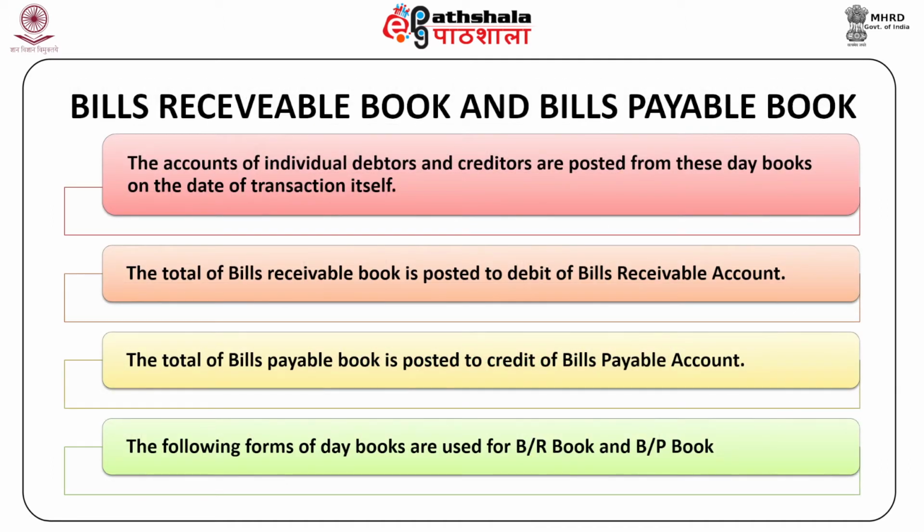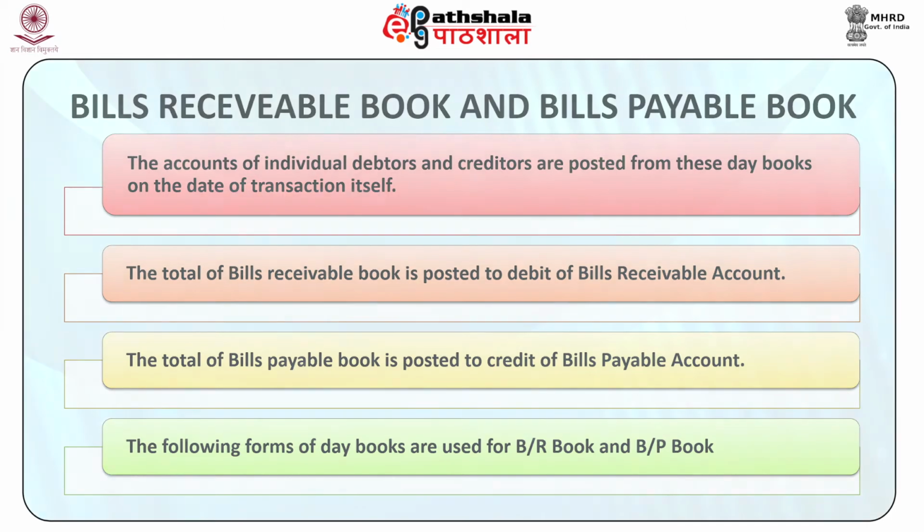These books are journals in which recording is made in chronological order, and these are the rules of posting. Number 1, the accounts of individual debtors and creditors are posted from these day books on the date of transaction itself. Number 2, the total of the bills receivable book is posted to the debit of bills receivable account. Number 3, the total of the bills payable book is posted to the credit of bills payable account. And this is the form of day book which is used for the BR book and BP book.